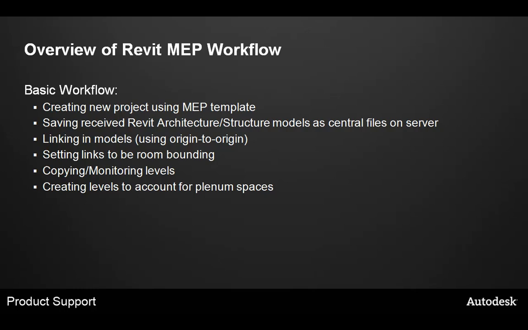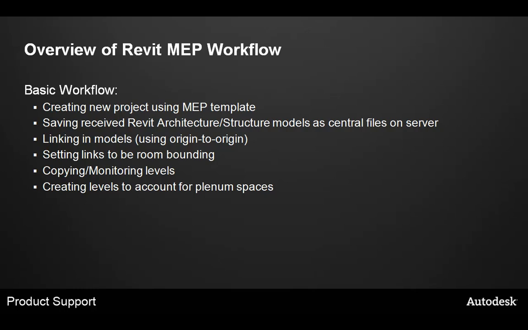Let's start with the basic overview of the Revit MEP workflow. We'll start by creating a new project using the MEP template. We'll take the saved Revit architecture or structure model and make it a central file on our server. We'll link in that architectural or structure file using origin to origin. We'll set the link to be room bounding. Then we'll work on copy monitoring levels, and we'll create levels to account for the plenum spaces within the project.